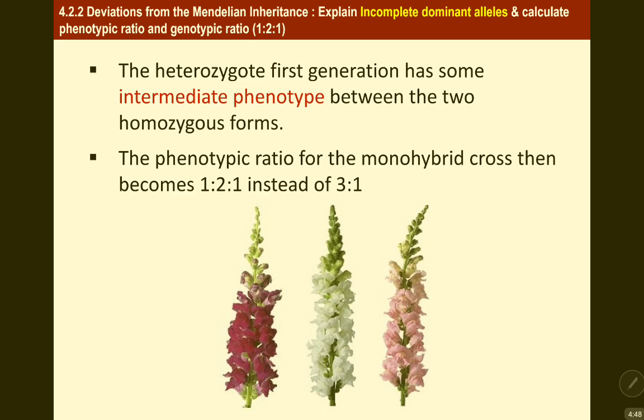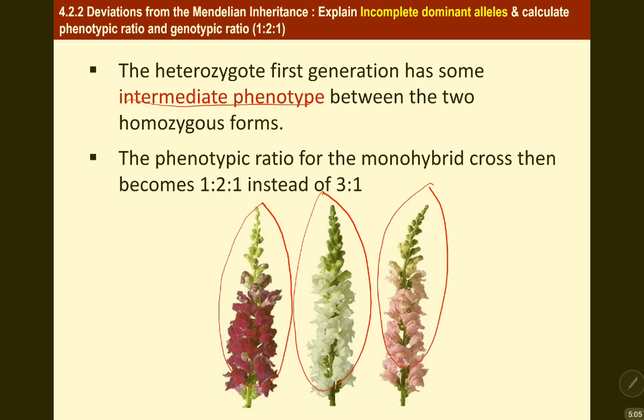Okay, an example here. It will show the intermediate phenotype. When a red flower is crossed with a white flower, it will not show red, it will not show white, but it will show pink color. So pink color is the intermediate, the mixture of red plus white. So the phenotypic ratio, instead of 3:1 like the monohybrid cross, will be 1:2:1.